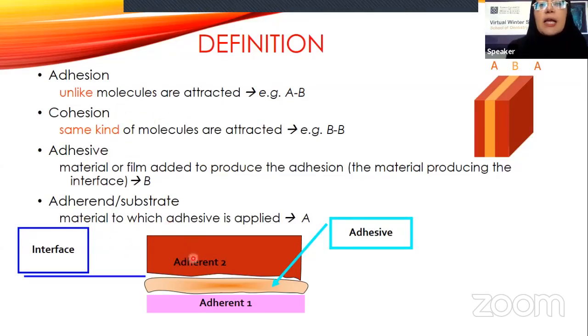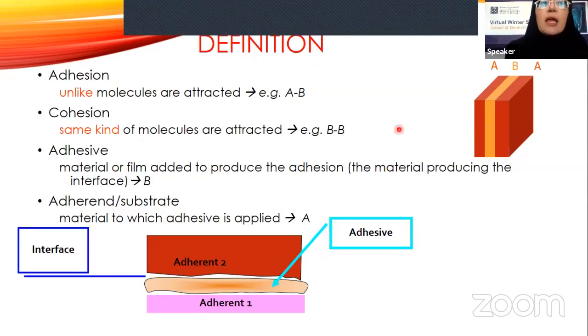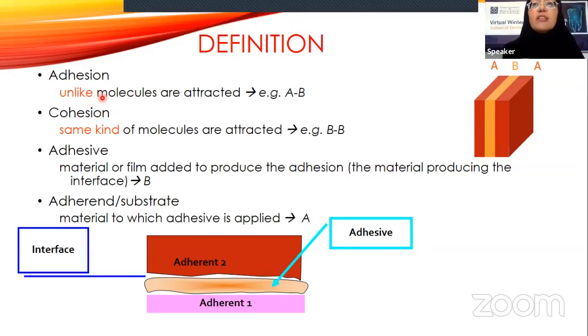Adherent indicates the materials that we want to attach to each other. The adhesive is the material between the adherents, which attaches the adherents to each other. Cohesion indicates the attraction of the same molecules in the same material within each adherent. And adhesion indicates the attraction between different molecules of different adherents to each other, or maybe adherent to adhesive.